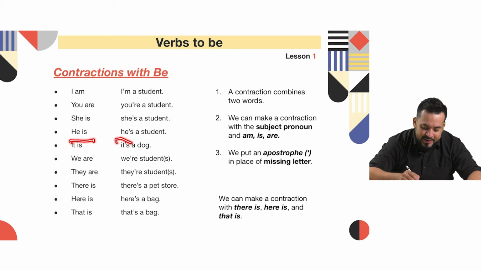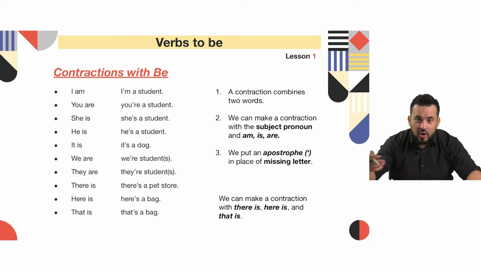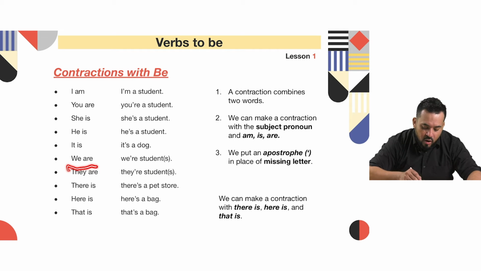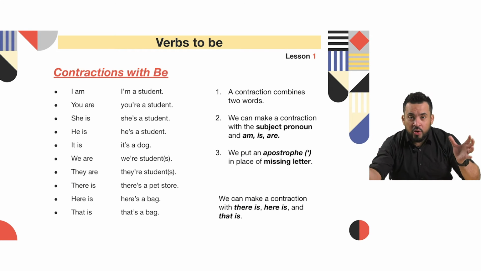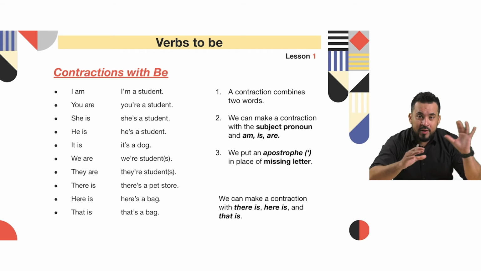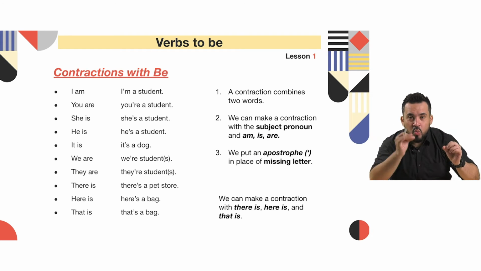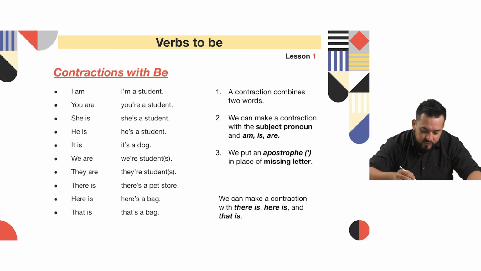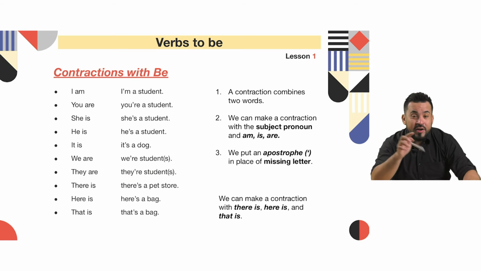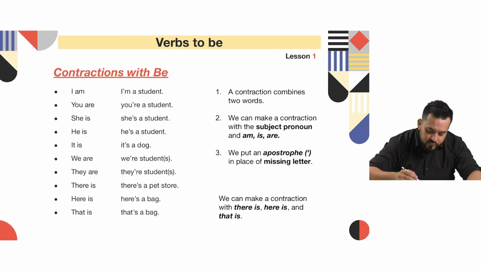He is a student. He's a student. It is a dog. It's a dog. We are. We're. Okay, notice the pronunciation here. We are. We don't say were. That's a completely different word. Were is different. We say we're. All right? And we put the apostrophe right here, showing that we removed the A. We are students. They are. They're. Not there. They're. They are students. They're students.